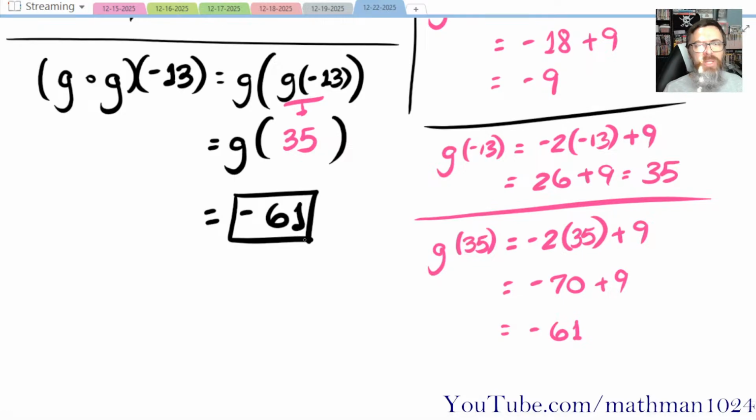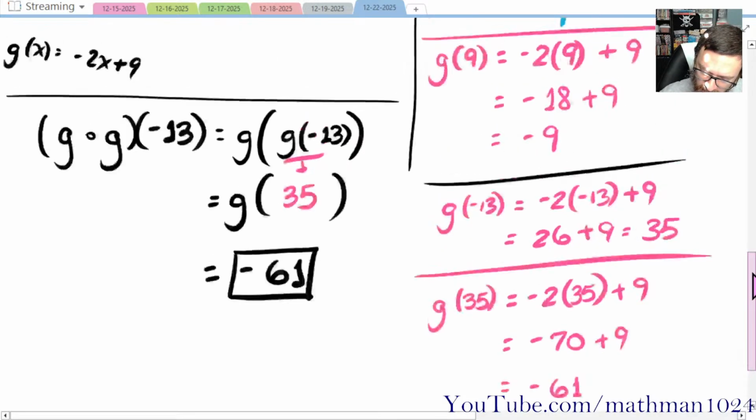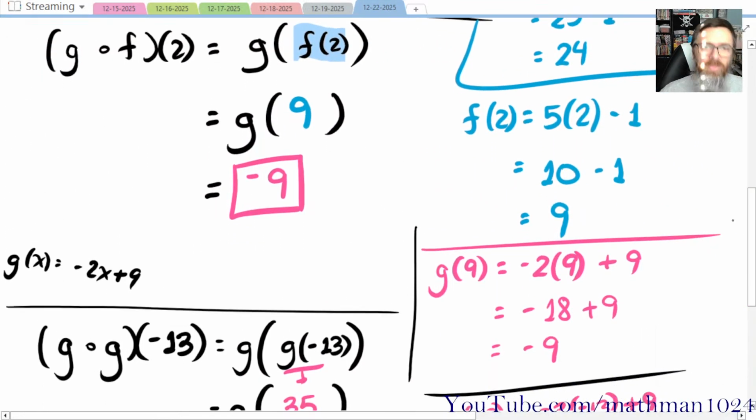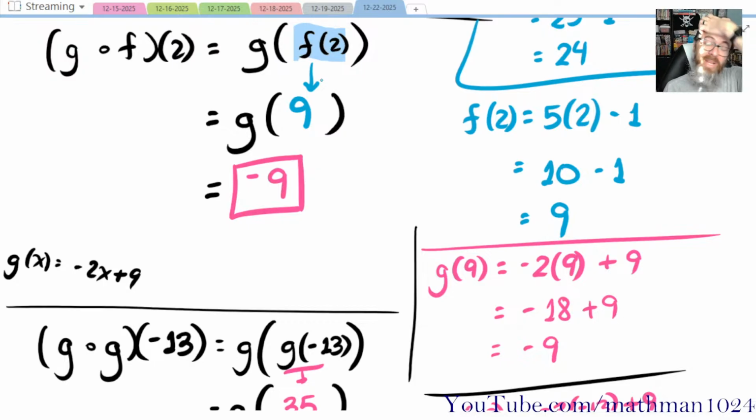And then how do we evaluate when we got this function composition, right? There is the order that we have to pay attention to. So g of -13. -13 goes into g. It does whatever. And then you put it back into it. In the previous example, we had g of f of 2, so 2 goes into f first. f of 2 becomes 9, and then we plug that into our function g.